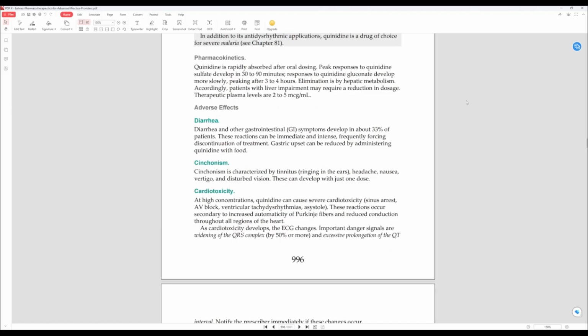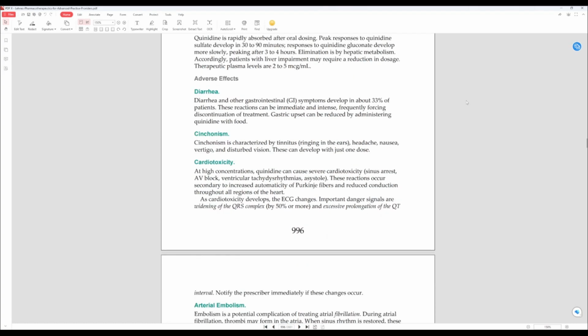Adverse effects: diarrhea and other GI symptoms develop in about one-third of the patient population. These reactions can be immediate and intense, frequently forcing discontinuation of treatment. Gastric upset can be reduced by administering quinidine with food. Cinchonism is characterized by tinnitus, headache, nausea, vertigo, and disturbed vision. These can develop with just a single dose.